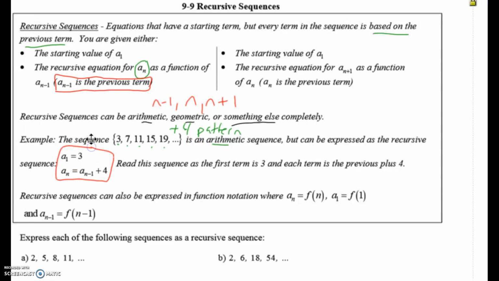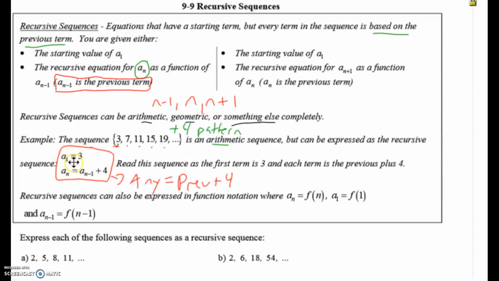Now, recursive sequences actually have two pieces to them. You have to state what a sub 1 is. That's actually part of the sequence. So you say a sub 1 equals 3, because that's the first term right here. Then you say that a sub n, any term, equals a sub n minus 1 plus 4. And what this really means is that any term equals the previous term plus 4. Any term in this sequence is the one before it plus 4. That's what this notation means.